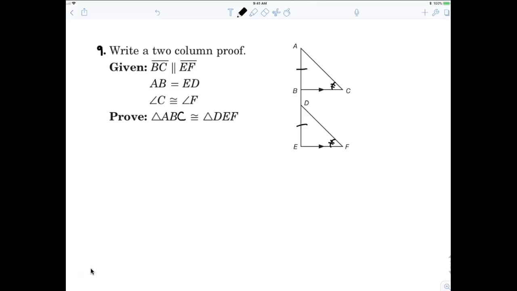Angle ABC and angle DEF. Hold on a second. DE what? Because they are what? Corresponding angles. And Isaac, did you ask me about this? Does that make sense now?